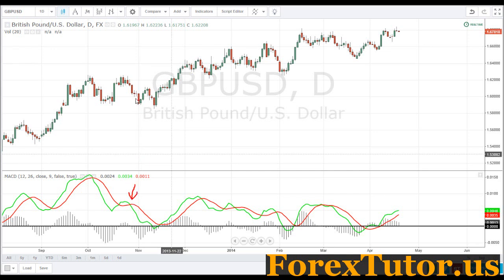Bearish right here, price doesn't really do anything. We then have this bullish and we're above the 0 and price moves up.